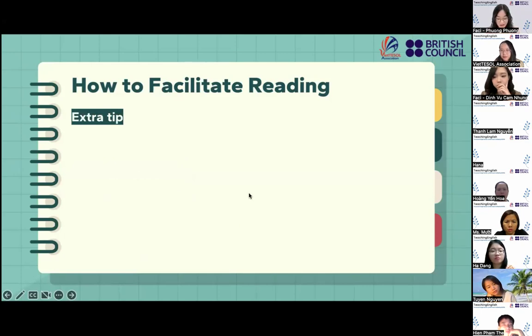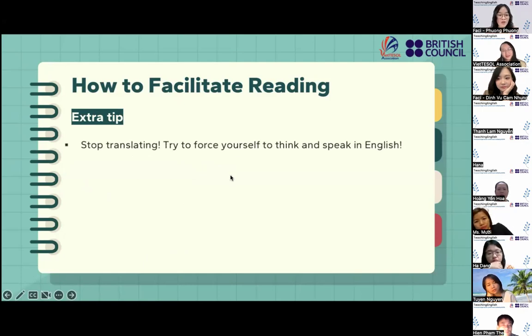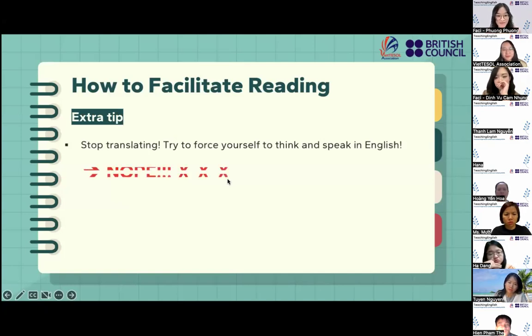Okay, one final thing before I pass this on to my colleague. Same as with the pre-reading, for while-reading I also have an extra tip for you, which is to not translate and try to force yourself and the student to think and speak in English, right? So thinking and speaking in English will help you to be more fluent and advanced in English. Or not. Not, at least not for everyone. So be very careful with this.